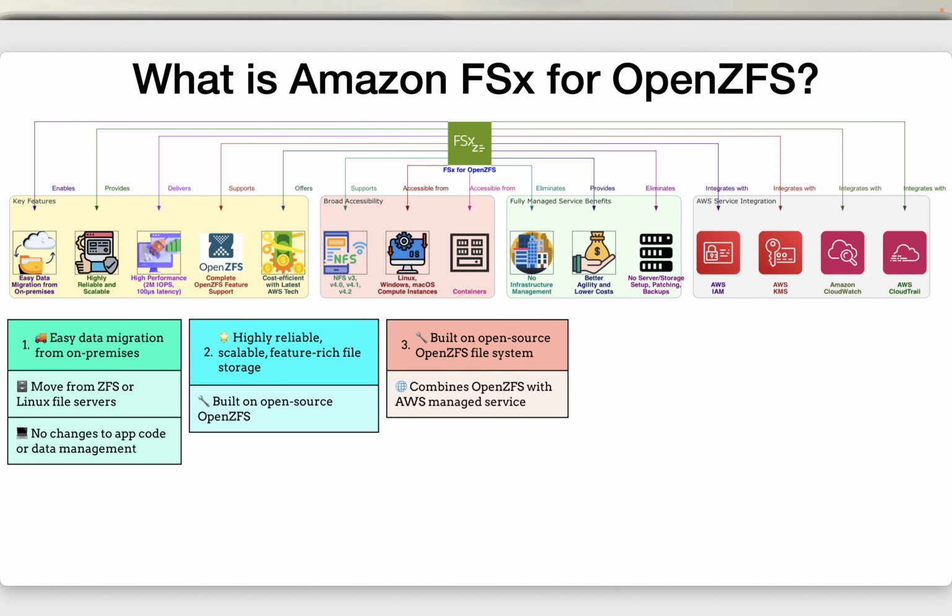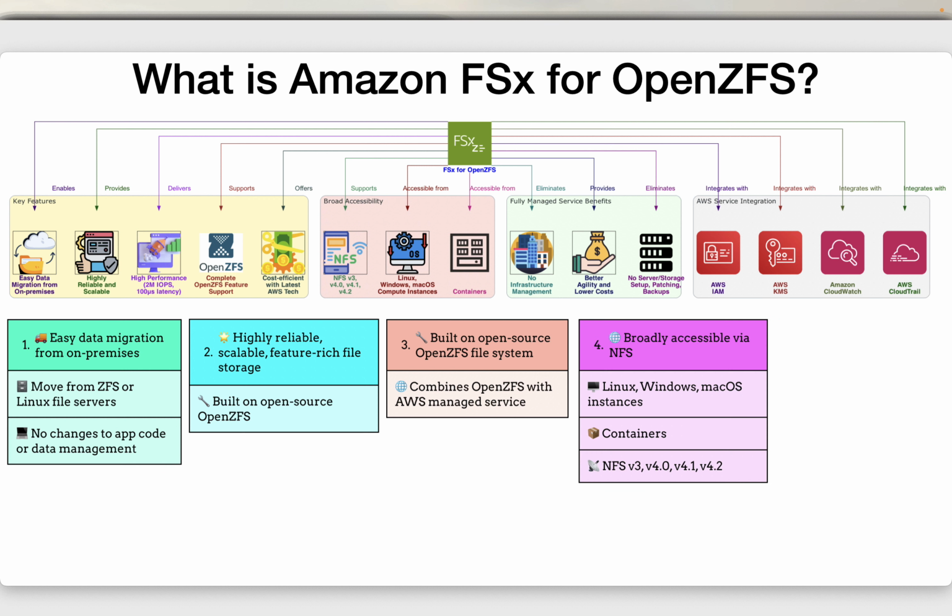It combines the capabilities of OpenZFS with the agility, scalability, and simplicity of a fully managed AWS service. Amazon FSx for OpenZFS file systems are broadly accessible from Linux, Windows, and macOS compute instances and containers using the industry standard NFS protocol, which is v3, v4.0, v4.1, and v4.2.